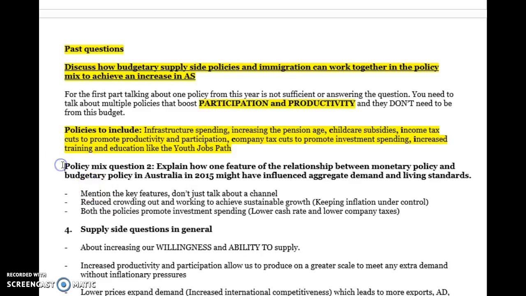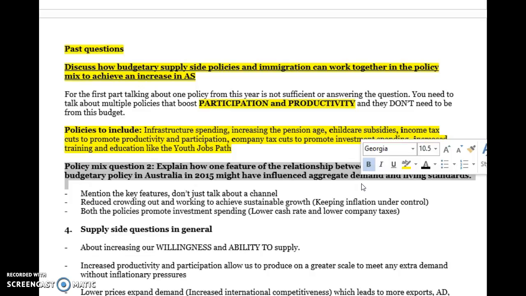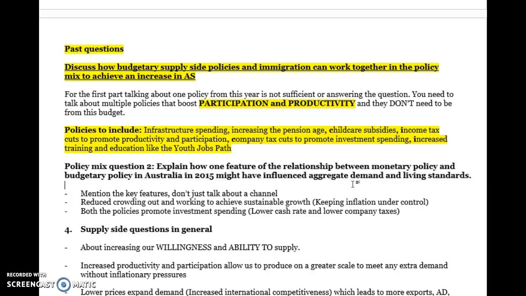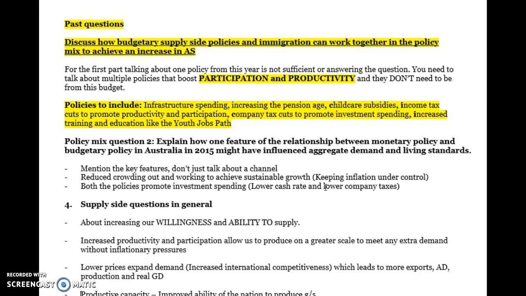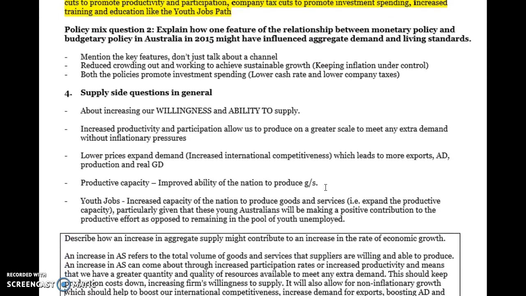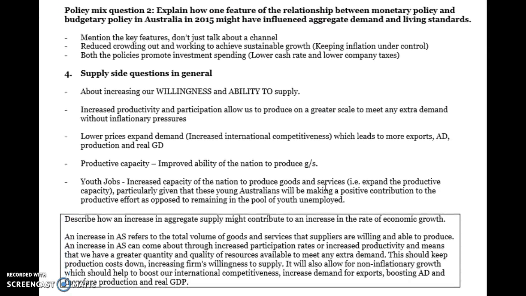The other supply-side policy mix question that's worth noting is: explain one feature of the relationship between monetary and budgetary policy in Australia and how that might influence aggregate demand and living standards. A lot of people are basically just analysing the stance of both, which is good. It's a good way to approach the question. So what's happened with monetary policy? It's been expansionary. What's happened with budgetary policy? Well, they're promoting fiscal consolidation.